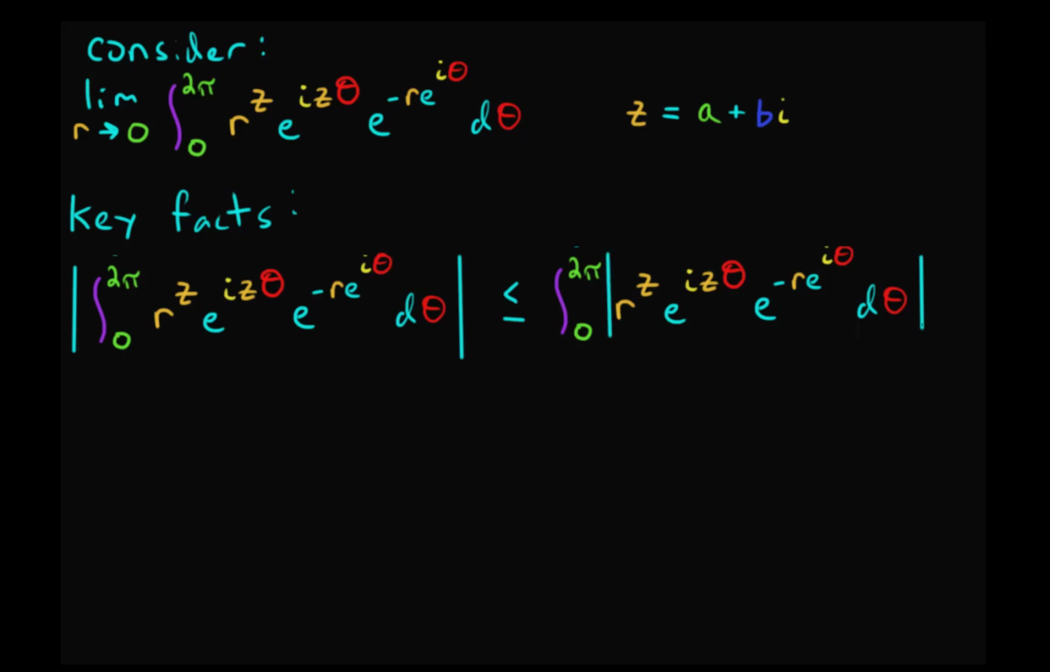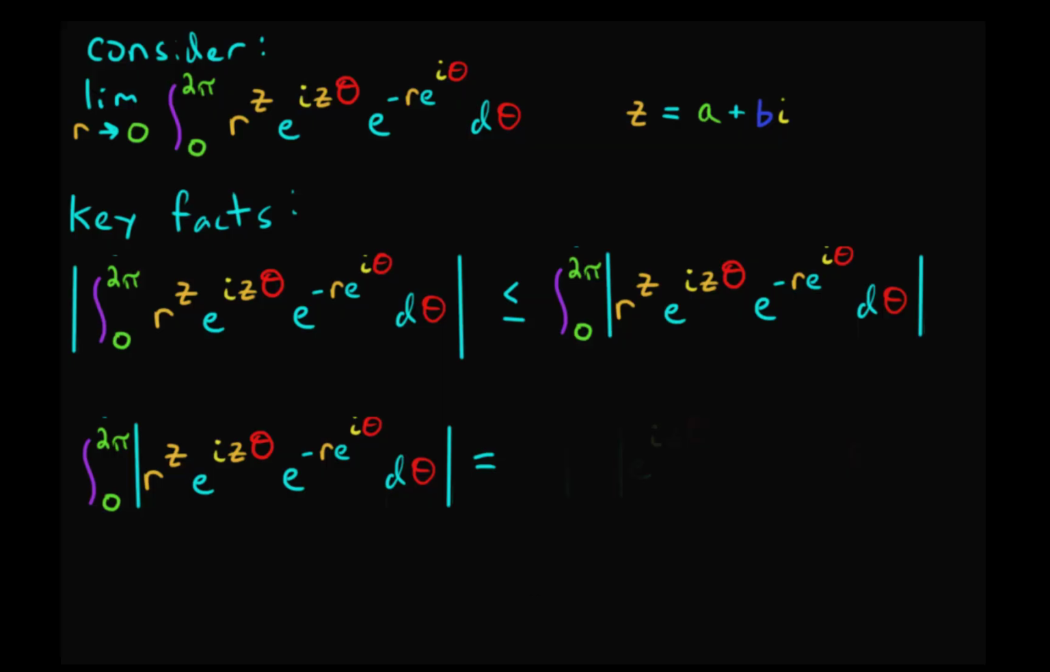Now, I'm not going to prove this theorem that we're relying on, but if you've never seen it before, hopefully it makes intuitive sense that the magnitude of an integral of a function is always going to be less than or equal to the magnitude of the integral of the absolute value of that function.